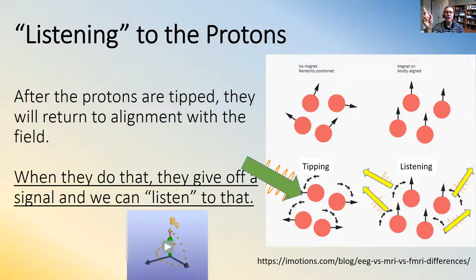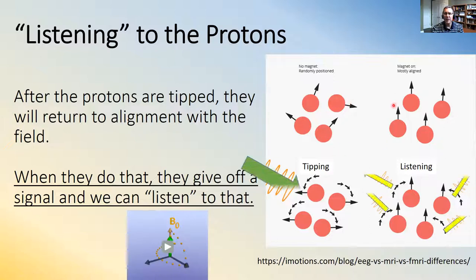So here's the thing. After those protons tip over, we turn off that radio wave. So the protons were all lined up, they tip over, then we turn it off and we just let it be. When you do that, those protons all on their own are going to return to the alignment with that super strong magnetic field. They're aligned with the magnetic field, you tip them over, and then you let them return to their equilibrium position, which is pointing along the magnetic field. When they do that, they give off a signal that we can listen to. We listen to them returning to their preferred alignment. So I call this listening to the protons, right?